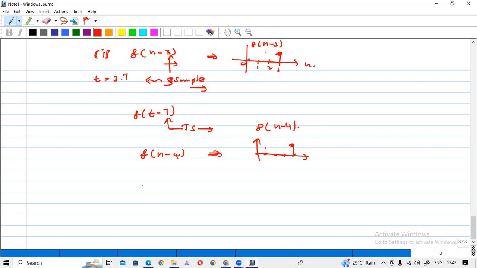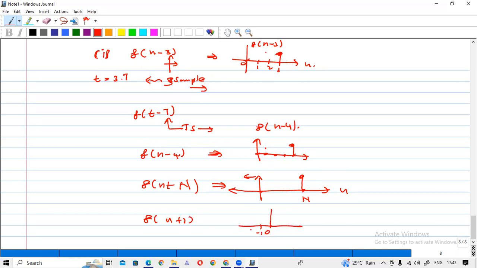So if I ask you to write delta n minus N, you have to shift N number of samples, no? So it will be somewhere here. And if this is plus, what does it mean? It is shifting the other way. So if I ask you to write delta n plus 3, this is 0, this is minus 1, minus 2, minus 3. So n plus 3 will be here.